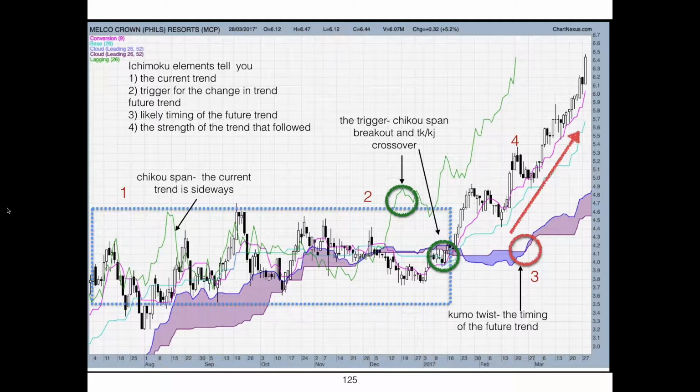So Ichimoku users do not simply react to crossovers made by moving averages or signals given by indicators like the MACD or the RSI. Ichimoku users are able to plan ahead and find trades that are likely to bring profits based on the strength of the signals on the Ichimoku chart.